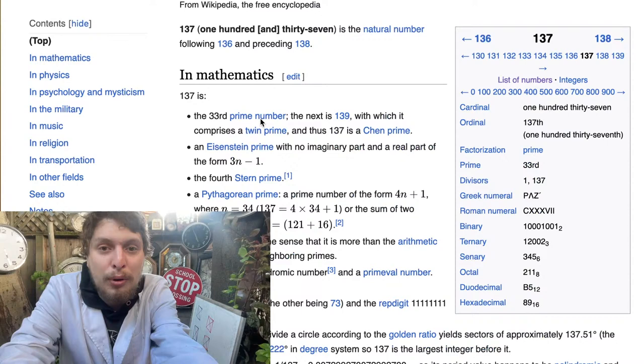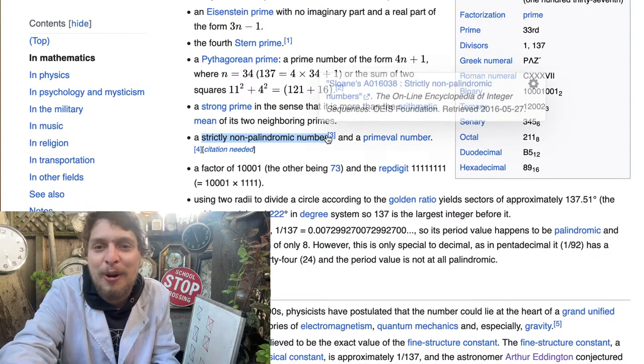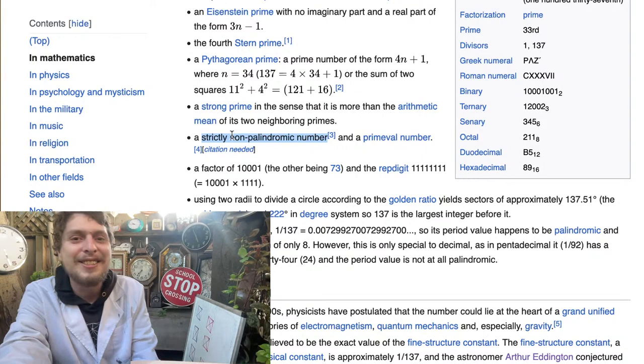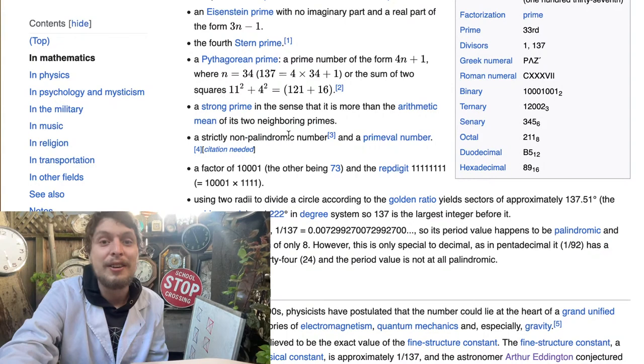Now, 137. Let's first see, I haven't actually taken a peek at this recently, what Wikipedia has to say about 137 before we look at the flip of it. So it's prime, it's part of a twin prime, it's a lot of types of prime. Oh, this is a fun trait I love. Make sure you've all seen my palindromic numbers episode, because I mentioned these things called strictly non-palindromic numbers: numbers for which in no base are they a multi-digit palindromic number.